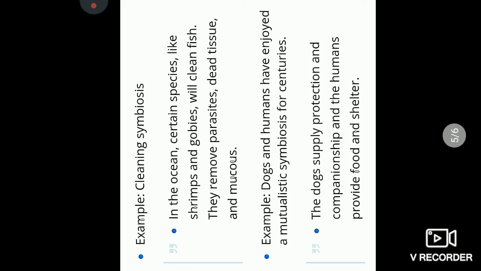And this is cleaning symbiosis. In the oceans, certain species like shrimps and gobies clean fish; they remove parasites, dead tissues, and mucus. Example, dogs and humans have enjoyed a mutualistic symbiosis for centuries. Dogs are the first pet reared by humans. कुत्ता सबसे पहले इंसानों द्वारा पाला गया.